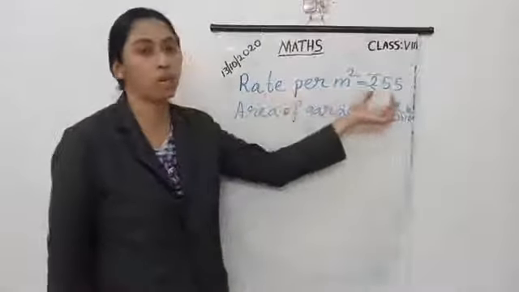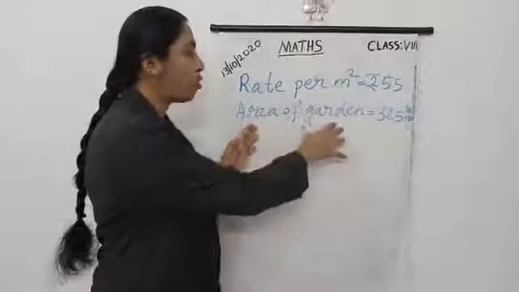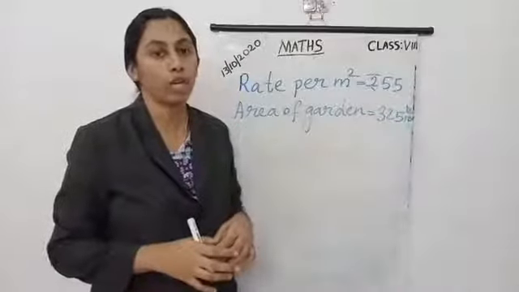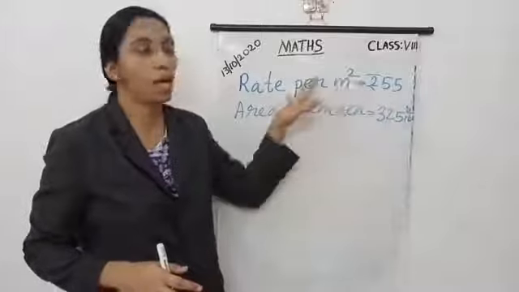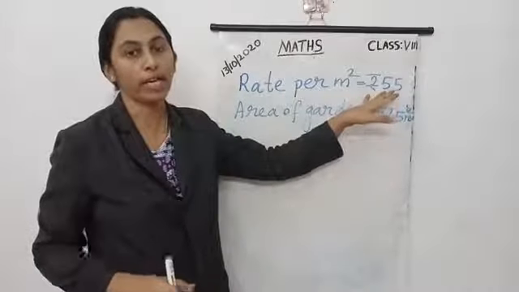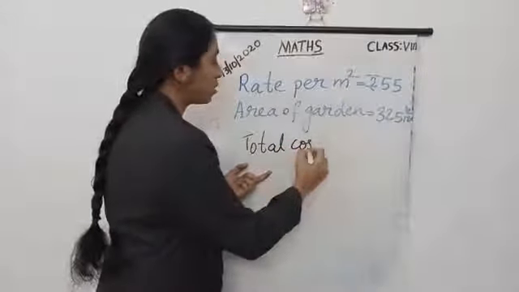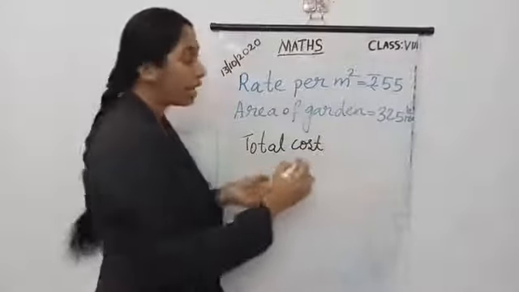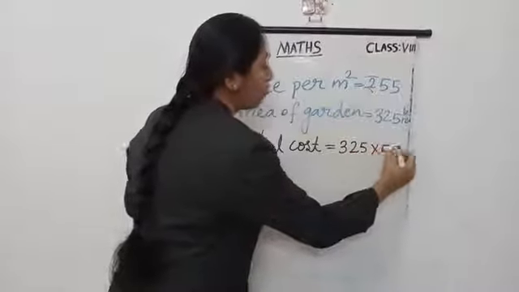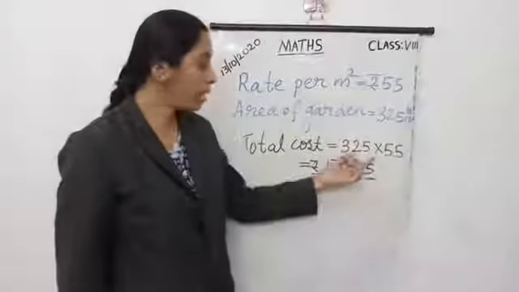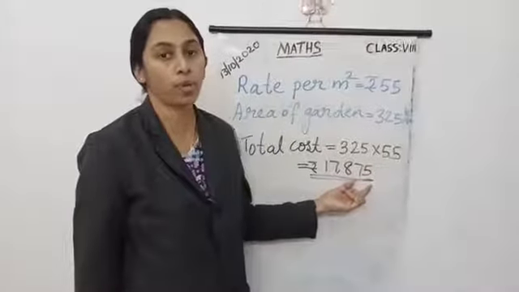According to the question, the rate is given. Rate per meter square is rupees 55. We already found the area of the garden is 325. So the next step is to multiply 325 with the rate per meter square, that is 55. We get the total cost of the garden. So the total cost for developing this garden is equal to 325 into 55. After multiplication we get 17,875 rupees.